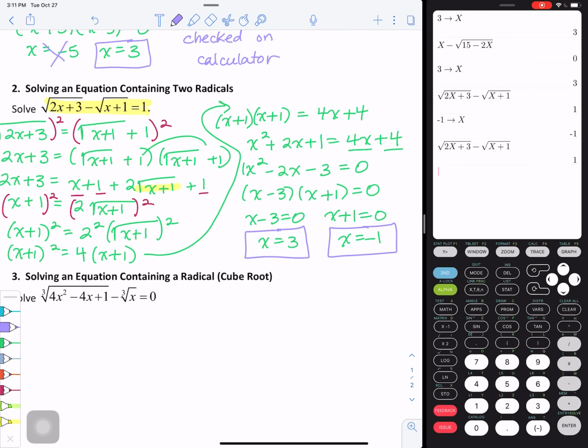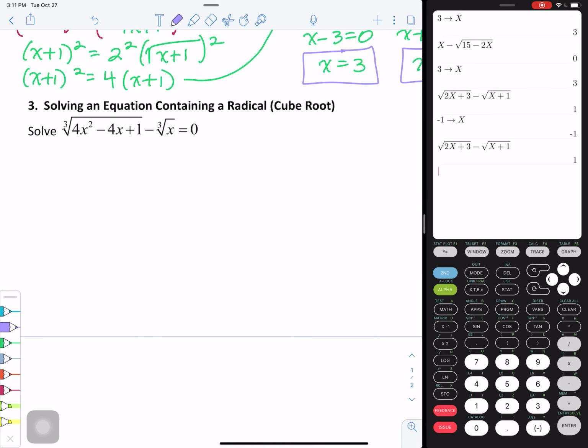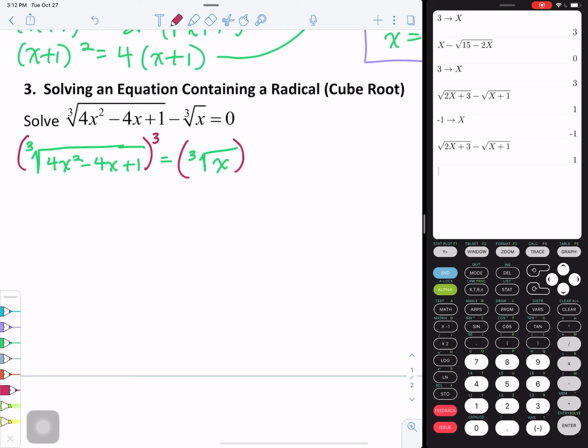Okay, let's go to our last problem, and that's an equation containing cube roots. Let's go ahead and isolate those. So we have the cube root of 4x squared minus 4x plus 1 equals the cube root of x. And you guessed it, if we have a cube root, we will need to cube both sides to clear that. And we end up with 4x squared minus 4x plus 1 equals x.